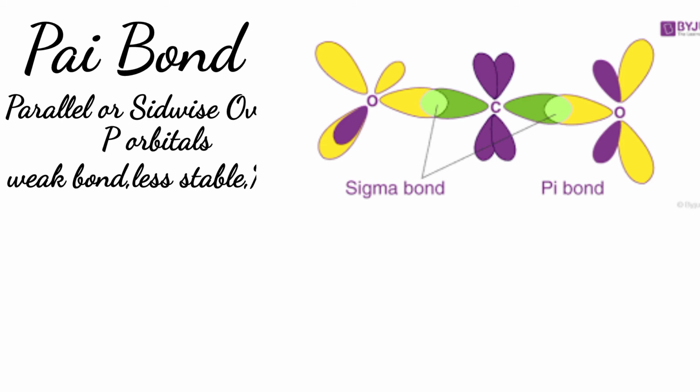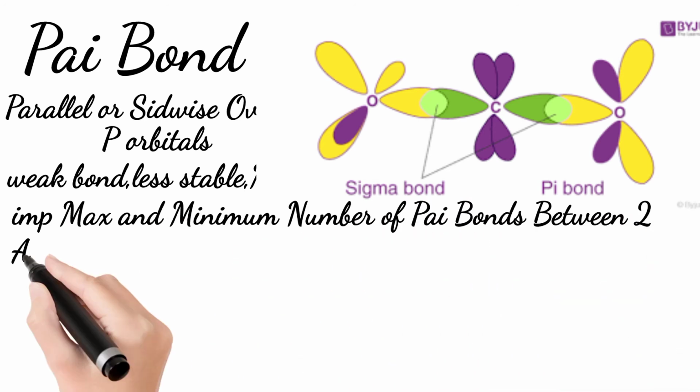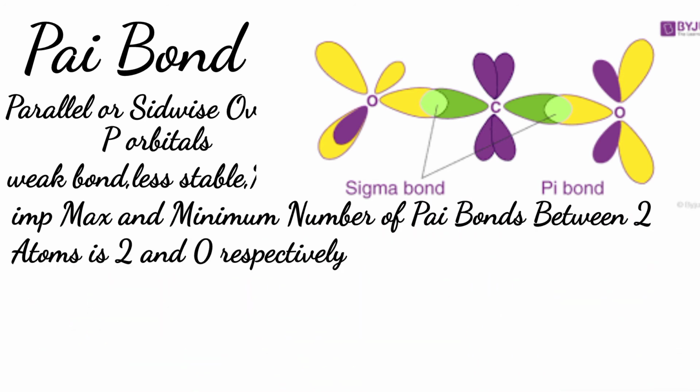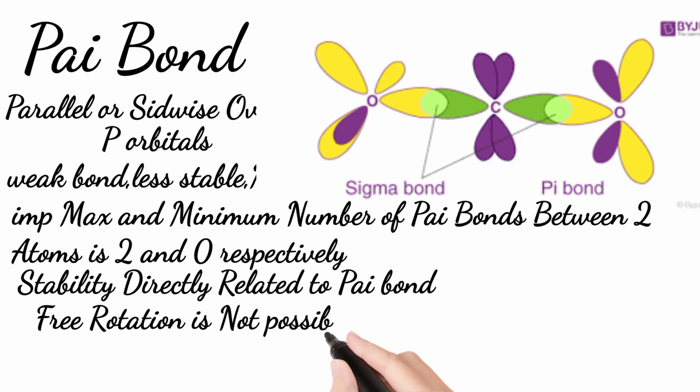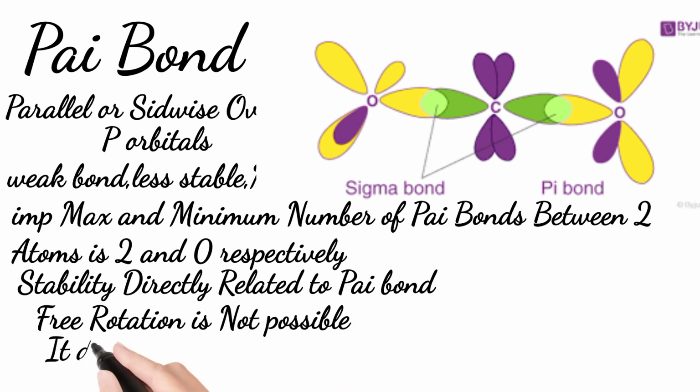As you can see in the given figure, the sigma bond and pi bond. The sigma bond is formed by the linear overlapping, the pi bond is formed by the p orbitals in a sideways manner. The maximum and minimum number of the pi bonds between the two atoms is 2. Maximum bonds will be 2 and minimum will be 0. It is an important MCQ, set 2. Stability is directly related to the pi bond.